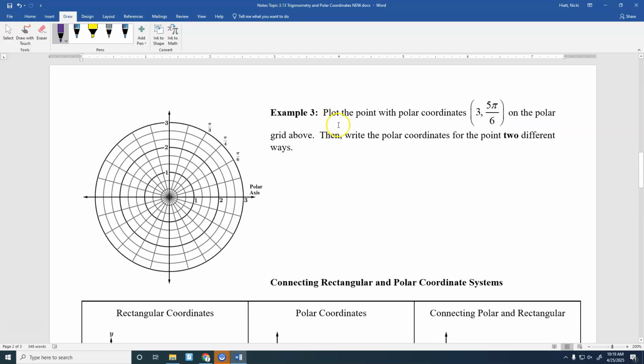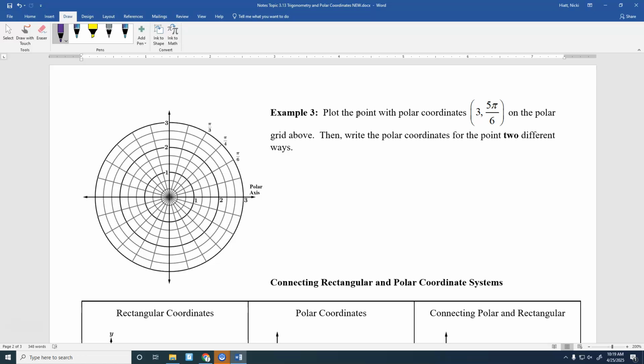We are supposed to plot the point with polar coordinates 3, 5 pi over 6 on the polar grid above, or I should say to the left. I didn't change my wording whenever I was rewriting this. Then write polar coordinates for the point 2 different ways. There are infinite ways, so you could have infinite answers here. But let's graph 3, 5 pi over 6.